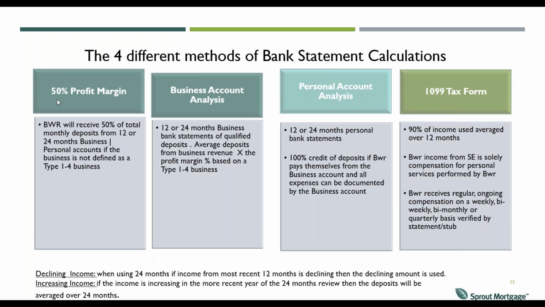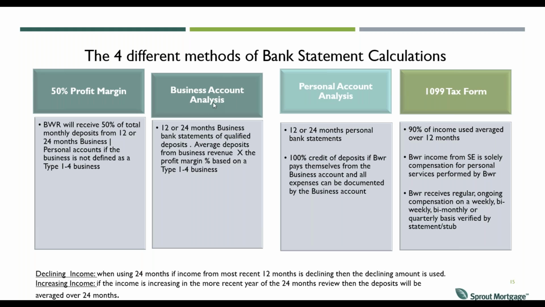It's really going to depend, everybody, on what type of employment they have. So on the 50% margin, the borrower will receive 50% of the deposits from that 12 or 24 months, and personal accounts if the business is not defined as a 1 to 4. Okay, and I'm going to explain the 1 to 4. So you have the 50%. Most of them are going to fall under a business account analysis. We're going to look at 12 or 24 months. We're going to look at the average deposits from that business and then multiply it by the profit margin given for what type of business this is and go from there, and that's where their income is going to go.